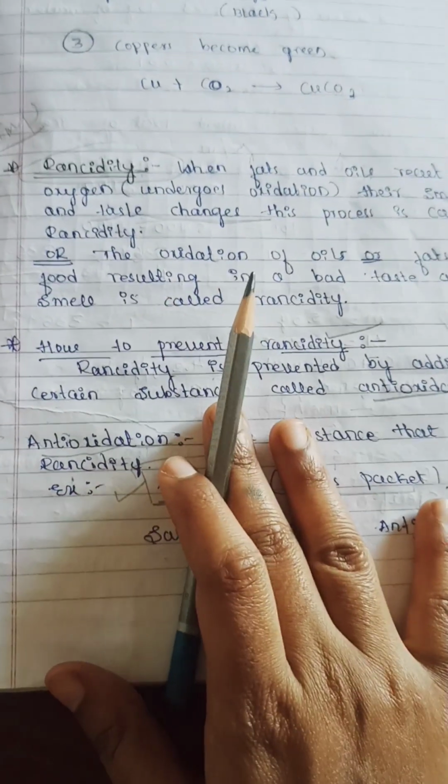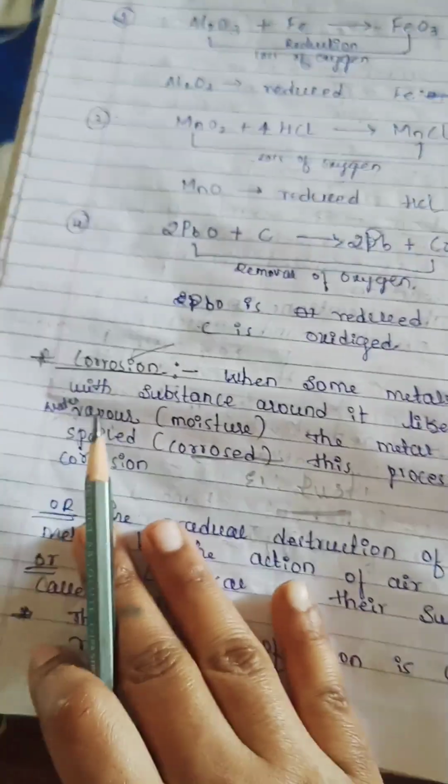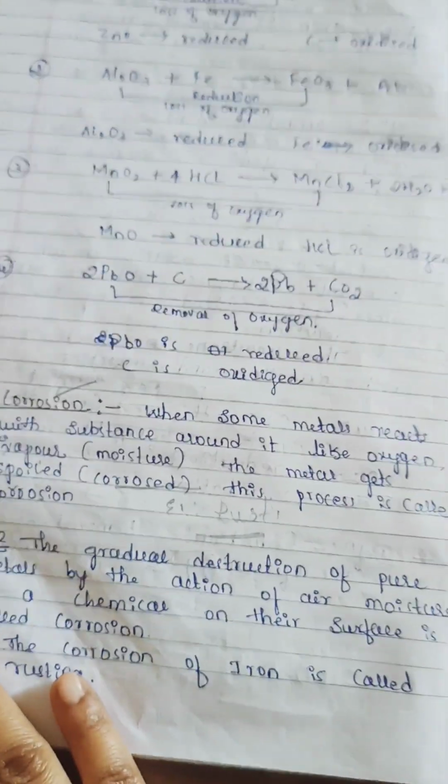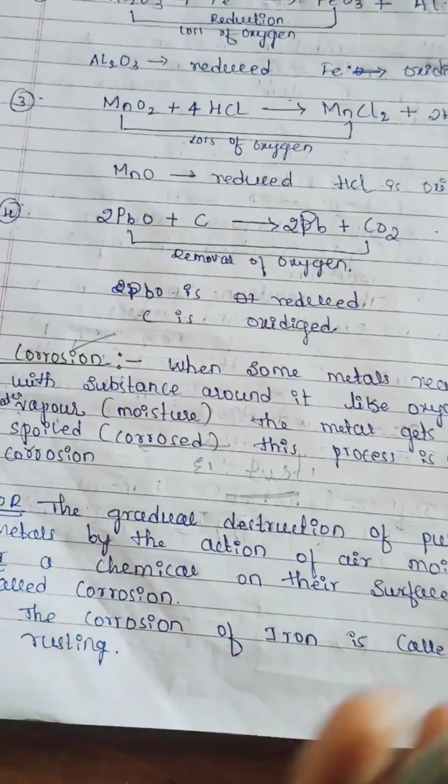So this is about rancidity and corrosion. How to prevent corrosion? In the second chapter it is clearly given, and we will discuss it at that time.